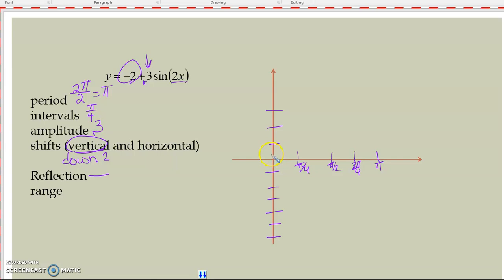All right, so this is sine. We start at 0. Amplitude of 3, that means we're going to stretch it to 3 instead of just 1. So here's the basic one with the amplitude change. So we took care of all that. Now we got to just take everything and shift it down 2. So every point goes down 2.